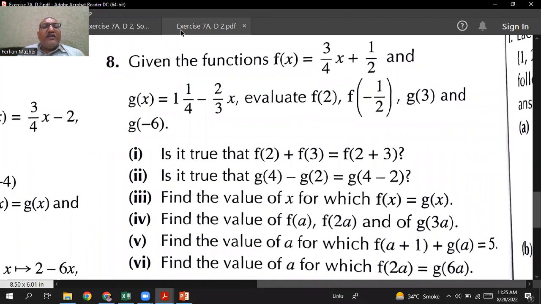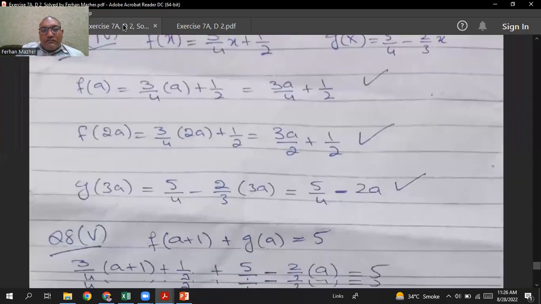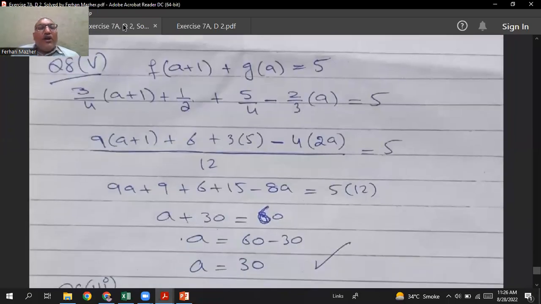Then the question is question number 8, fifth part. He says find the value of a for which f of a plus 1 plus g of a is equal to 5. So f of a plus 1 plus g of a is equal to 5. So 3 by 4 into a plus 1, bracket close, plus 1 by 2 plus 5 by 4 minus 2 by 3 into a equals 5.